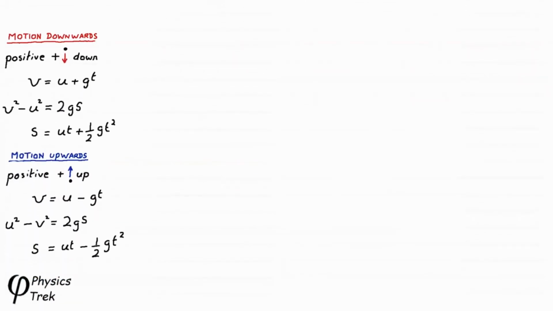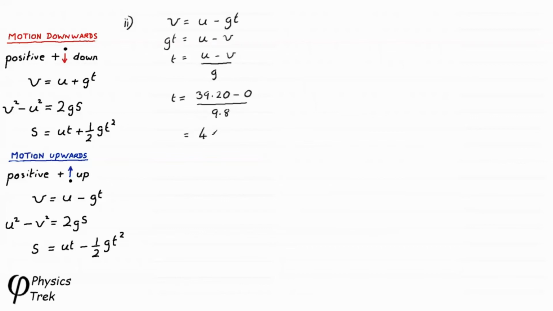And now to the second part of the question. Here we need to find the time it takes to reach maximum height. We use the second set of equations, and we use v is equal to u minus gt. So making t the subject, we take the minus gt to the other side, change the sign, take the v to the other side, make it minus v. So we end up with t is equal to u minus v divided by g. Putting the numbers in, t is equal to 39.20 minus 0 divided by 9.8, which gives us 4 seconds.